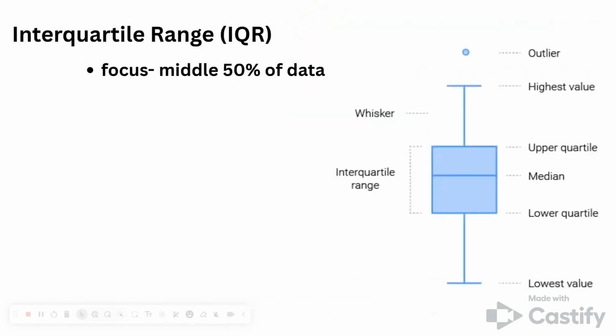The interquartile range, IQR, focuses on the middle 50% of data. It ignores very low and very high values. This helps us understand the typical performance of most learners. A small IQR means the data is more consistent. IQR is often shown using a box plot.